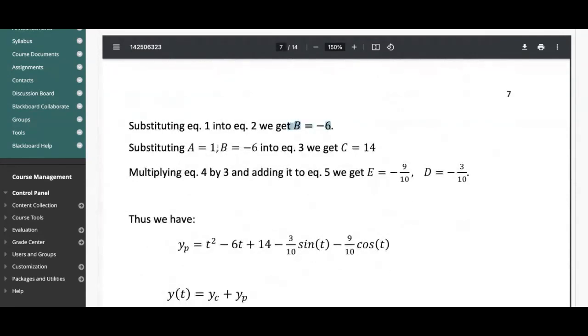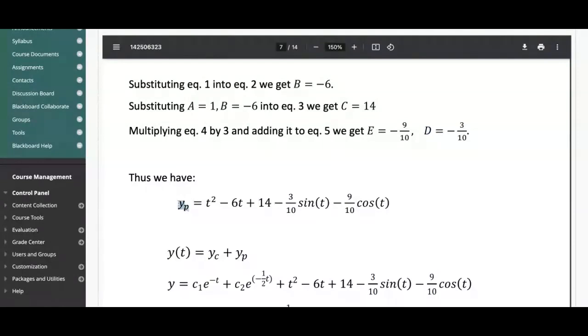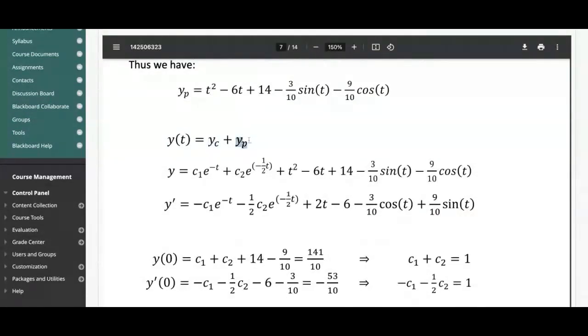So we get b equals negative 6, a equals 1, c equals 14, e equals negative 9 over 10, d equals negative 3 over 10. Then we just plug everything back into the particular solution, which we get t squared minus 6t plus 14 minus 3 over 10 sine t minus 9 over 10 cosine t. So to get a general solution for the non-homogeneous equation, we just put the complementary solution and a particular solution together. So we'll get this.